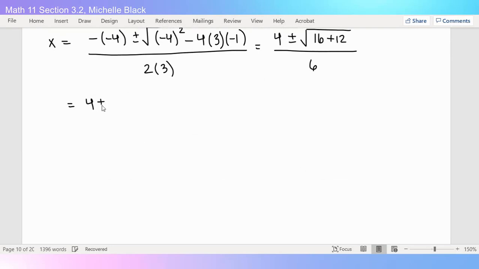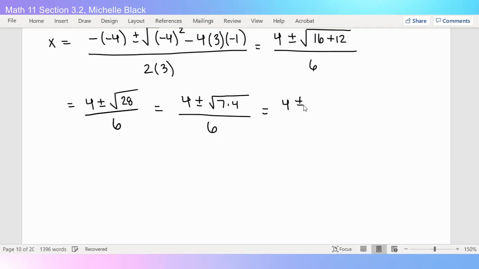So I have 4 plus or minus the square root of 16 plus 12, which is 28, divided by 6. And now I'm going to use some rules that I know about simplifying square roots. Two numbers that I know multiply to 28 are 7 and 4, and I also know that 4 is a perfect square. You can break up your square roots if they're being multiplied inside into two separate square roots being multiplied.